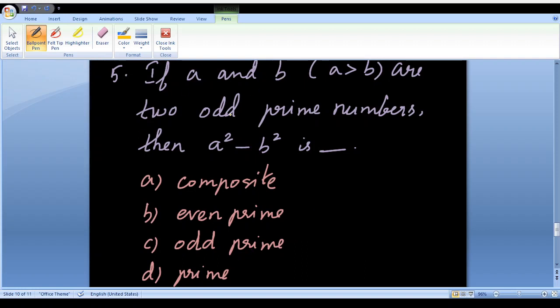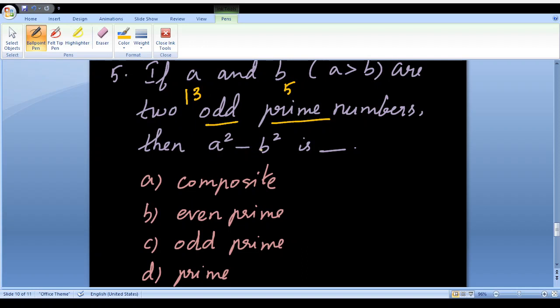So A and B are two odd prime numbers. Instead of B, I'm going to take 5. They have given A is greater than B, right? So we can take A as 13. This is greater than B. So we got two odd prime numbers where A is greater than B.